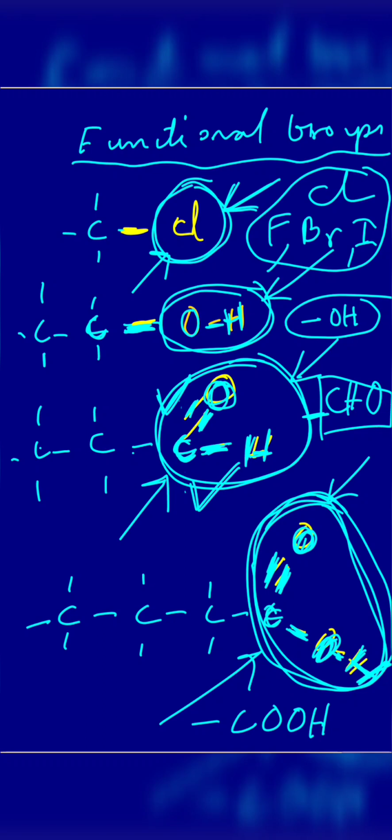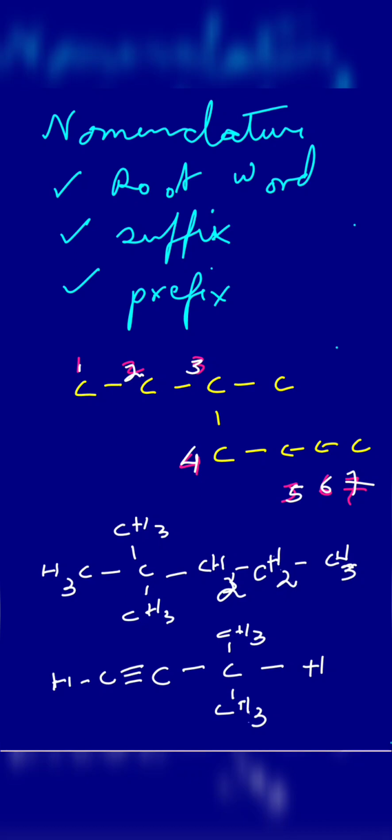the nomenclature now. We are not doing ketones and ethers because it is not in the syllabus. Now, let me explain nomenclature, children. Nomenclature means the naming. Now, naming, there are two ways of naming.